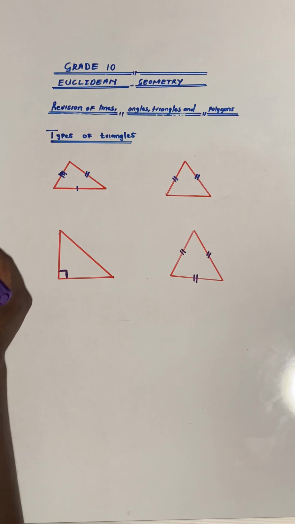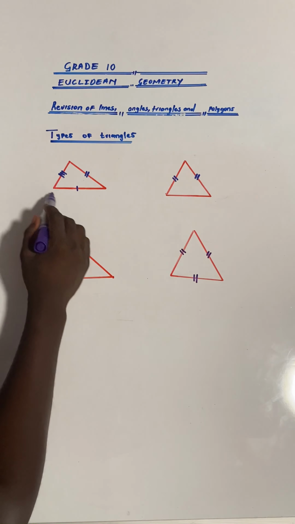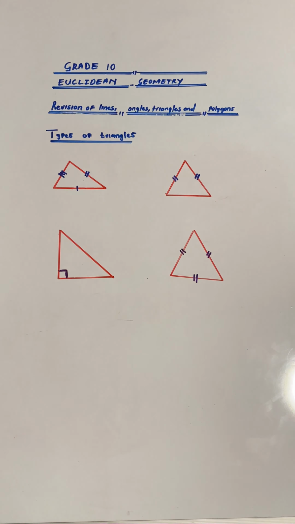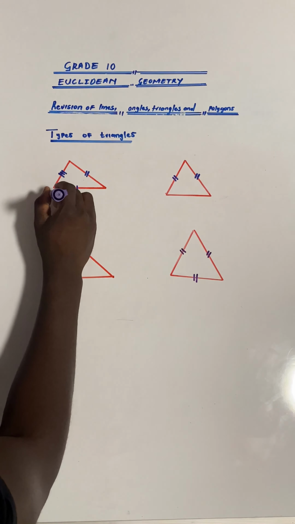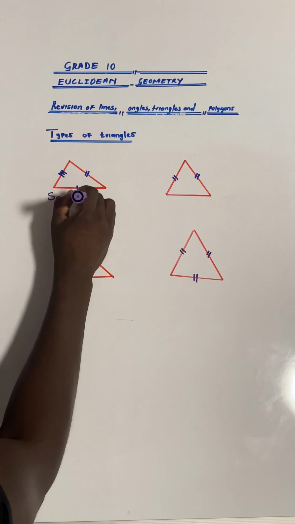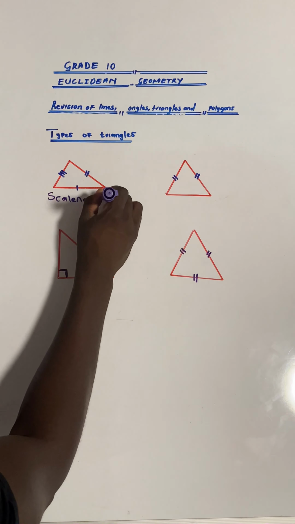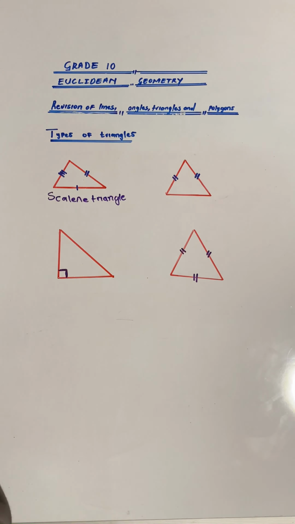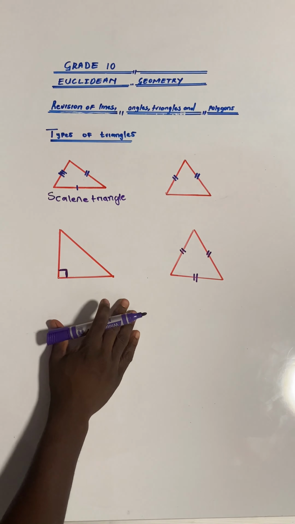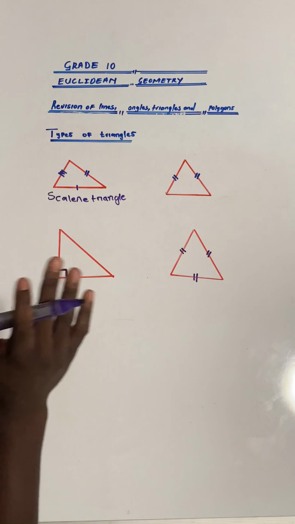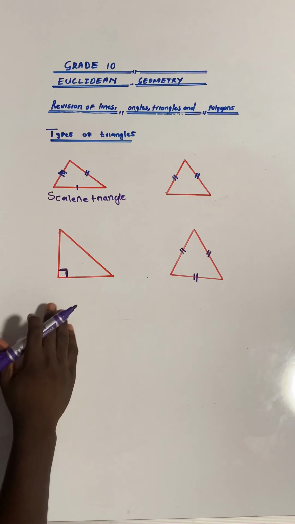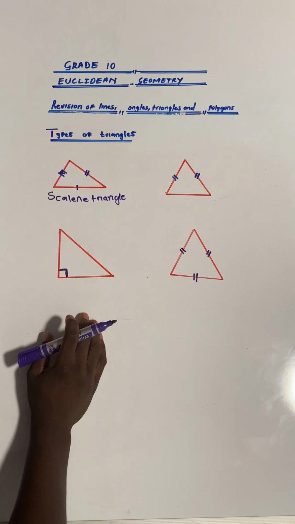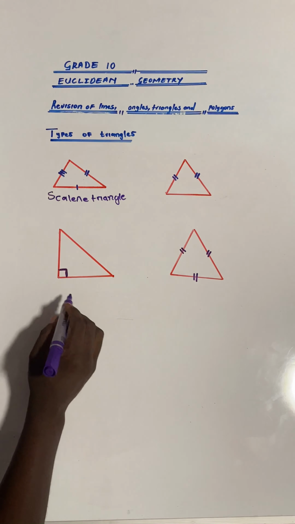So the first type is a triangle where all the sides are not equal. What is that type of triangle called? That type of triangle is called a scalene triangle, right? So let me write that here. Please don't judge my writing, because of the position I'm writing in. The important thing is for you to grasp the concept here. Here we have a type of triangle where all sides are not equal, not even one or two, right? So we call this a scalene triangle.